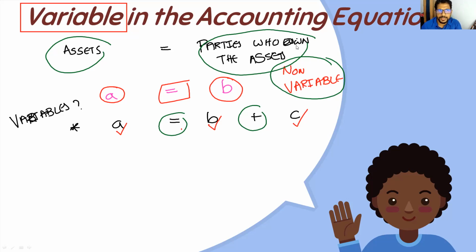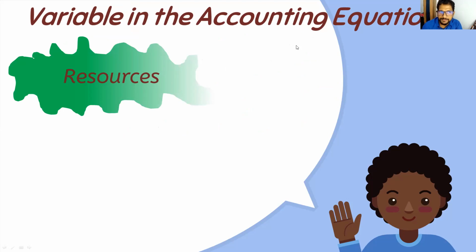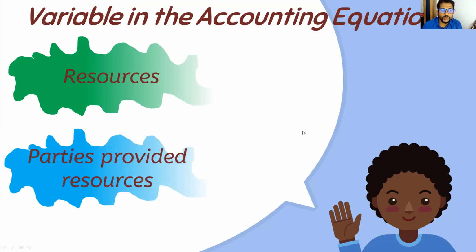Let's move to the discussion today. These are the variables in the accounting equation. First one, resources. Second one, parties who provide those resources. I think I told this to you. Resources are also called assets in accounting. Assets. And there are two parties in the accounting equation: resources are provided to a business by two different parties.